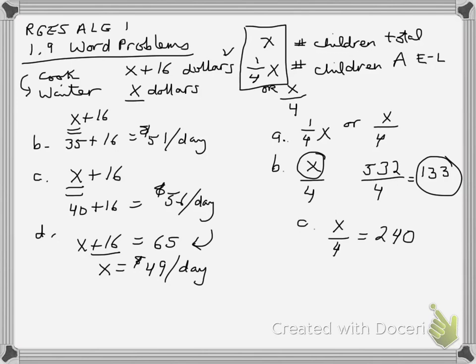So how would I do this? Right now I'm dividing by 4. I would want to multiply by 4, and multiplying by 4 I get 960. 960 children in all. Total, right? In order for what? 240 of them to be with attached lobes. Always speak back to yourself the answer with words so that you're making sure it makes sense to you.